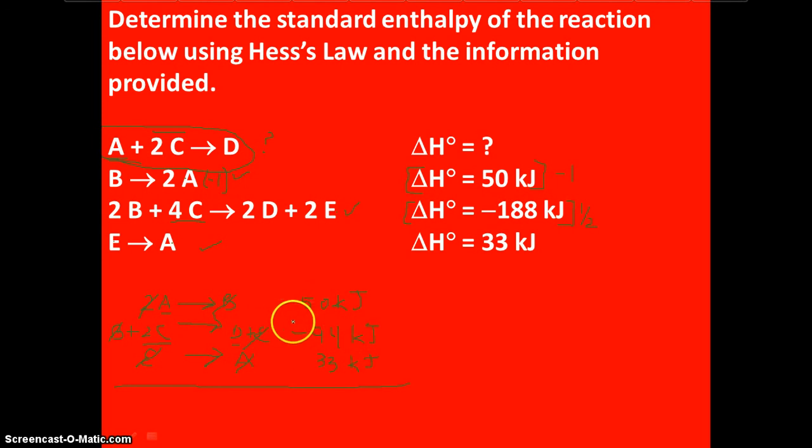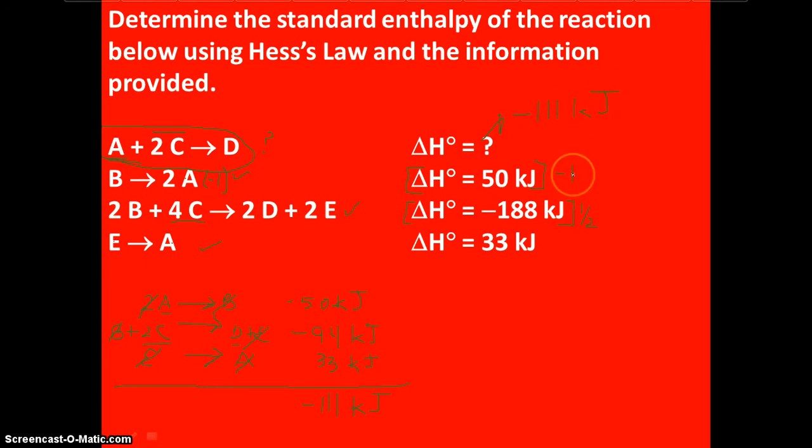So I have negative 94, and I take away or release 50 more kilojoules of heat. So that takes me up to negative 144. But then this step right here requires 33 kilojoules of heat. So really, I've got negative 144 plus 33 gets me to negative 111 kilojoules for this process as written. And so my question mark right here is negative 111 kilojoules.